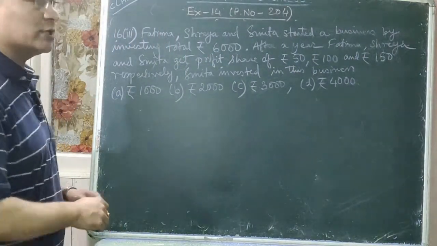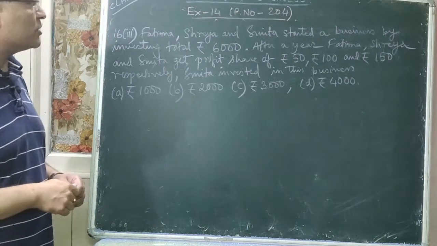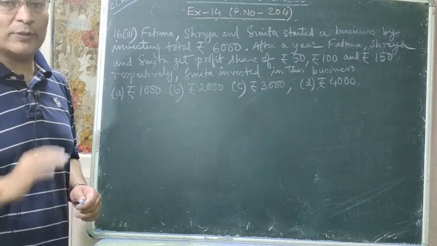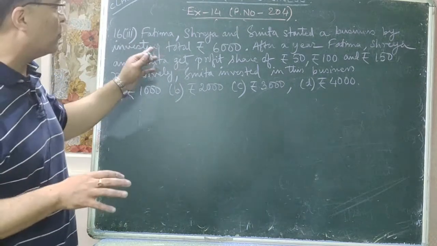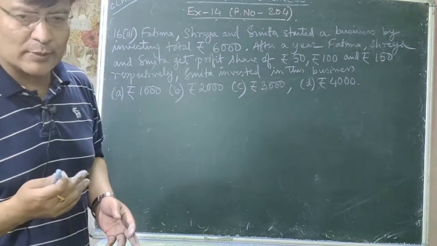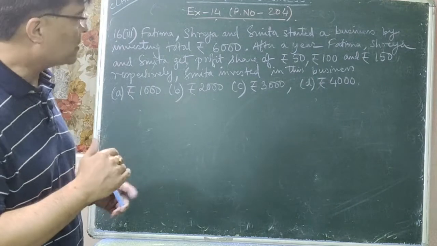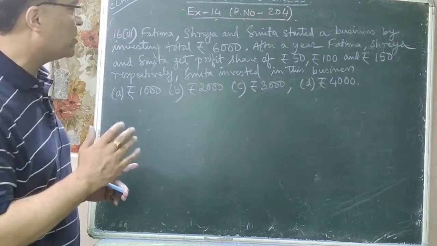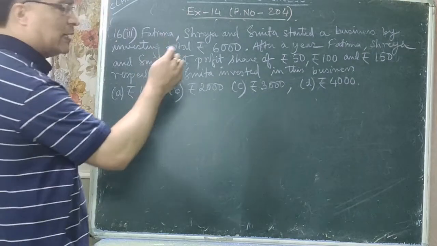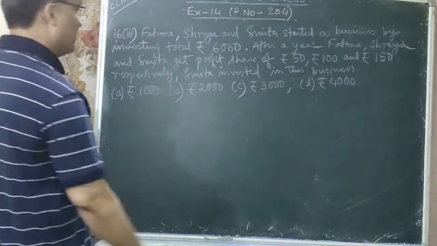So now we'll do the next question, that is 16 number 3. This is also multiple choice question type. The question is, Fatima, Shreya and Smita started a business by investing total of ₹6,000. Now here 3 jana sathi partnership business start by investing a total of ₹6,000. Here it is not said how much Fatima is investing, how much Shreya is investing, and how much Smita is investing. Only the total investment of 6000 is given. After one year, Fatima, Shreya and Smita get profit share of ₹50, ₹100 and ₹150 respectively. Fatima gets ₹50, Shreya le kati profit paya ₹100, Smita le kati profit paya ₹150, okay?